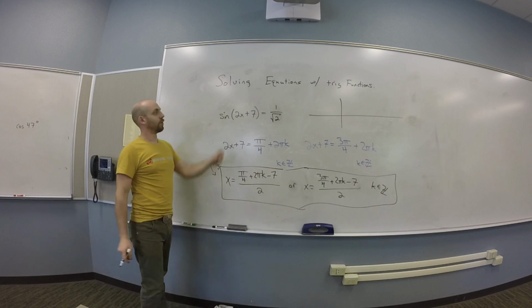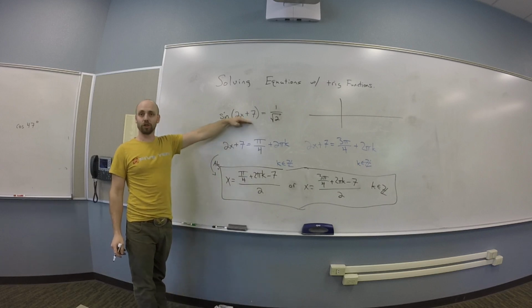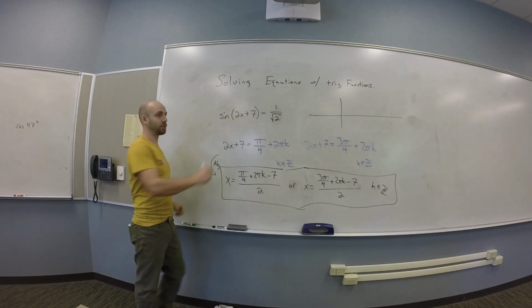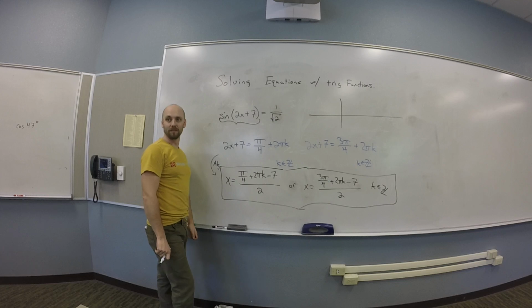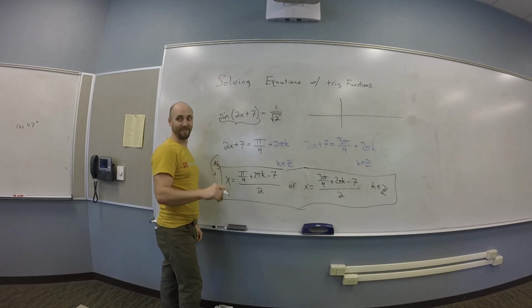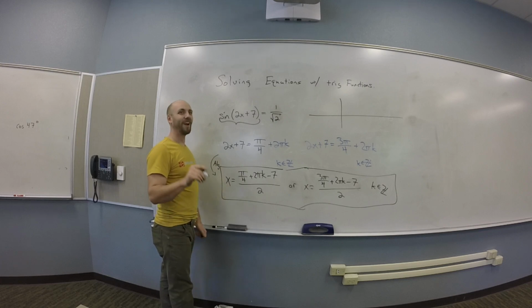So if I think about this as a function, what's this guy? It's a horizontal compression, right? It's a sine wave that's been horizontally compressed twice. No, I'm sorry. It's a horizontal compression of 2 and a vertical shift of 7.